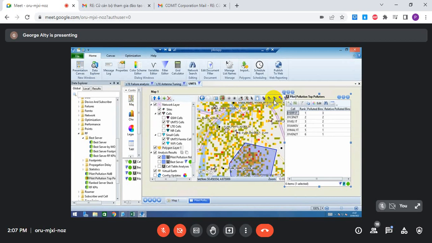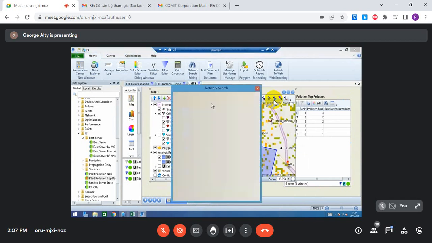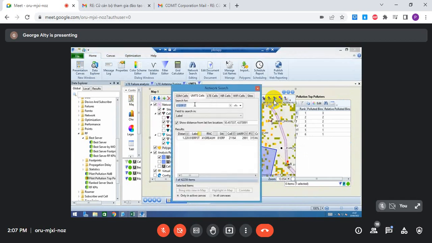Just copy it, Control C, see if I can do it that way. Right click my map. Remember the search function. I think that was the top polluter anyway, wasn't it? Okay. Again, we can bring to view and highlight in the map.